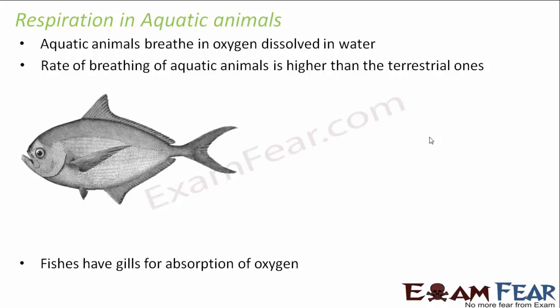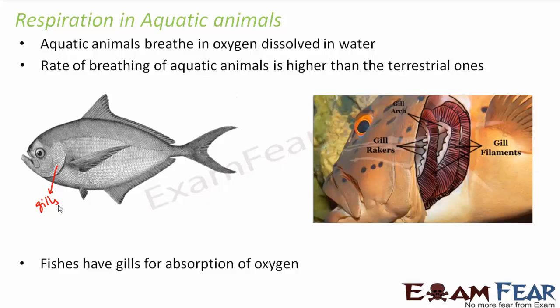So let us take the example of an aquatic animal like fish. Like human beings have lungs for absorption of oxygen, similarly fishes have gills to absorb the oxygen dissolved in water. So where do you have the gills in fishes? The gills are present somewhere here. These gills are used for absorption of oxygen. If you look at this picture, you can see how exactly the gills look like. If you would have ever seen it in real life, I'm not too sure.